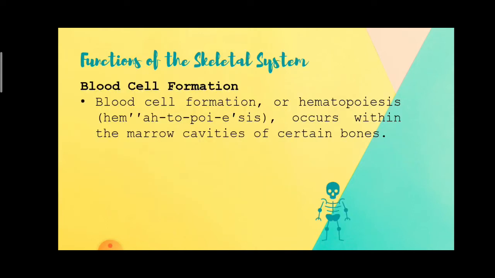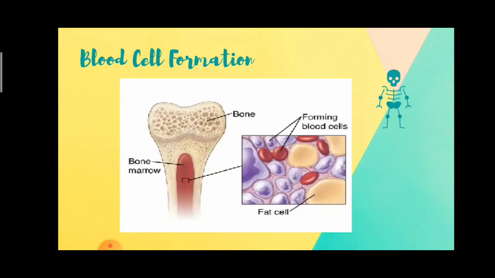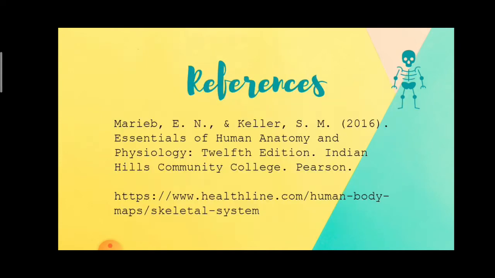The last one is blood cell formation. Blood cell formation, or hematopoiesis, occurs within the marrow cavities of certain bones. And that is the skeletal system and its functions.